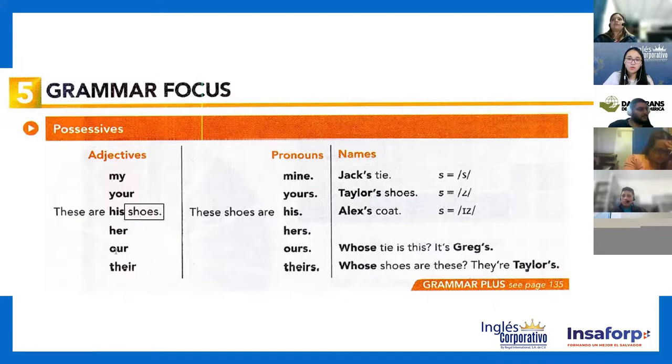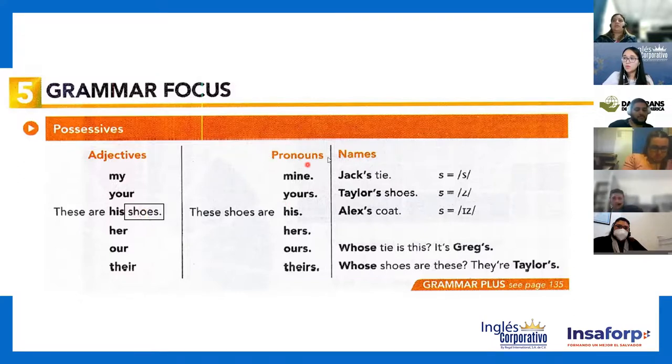What about our? ¿Cuándo utilizamos our? ¿Con qué sujeto? Nosotros. Exactly. Nosotros, nosotras, we, right? And their, ¿con qué sujeto? Con ellos. Con ellos, their shoes. Okay, entonces cuando estemos utilizando any of these ones, tiene que ir seguido de una palabra, right? Esa es la clave, that is the key.